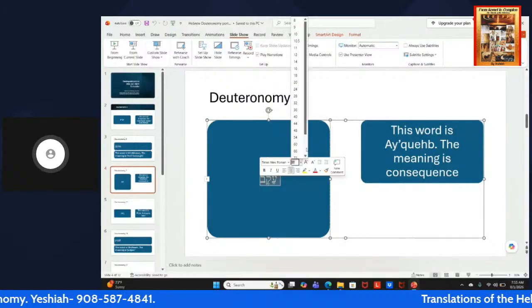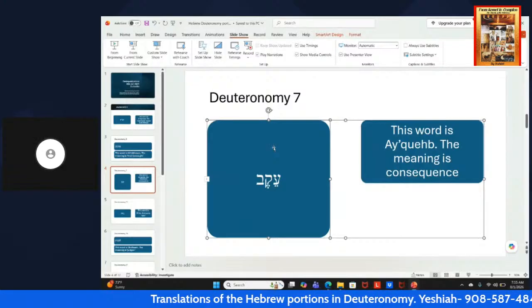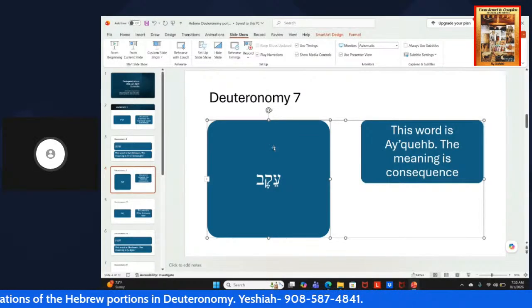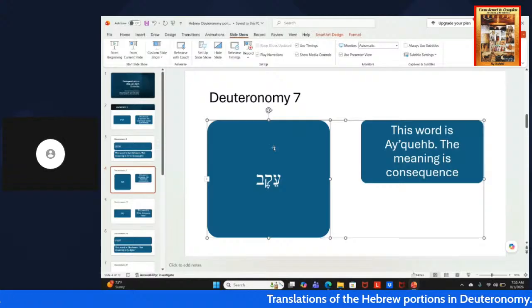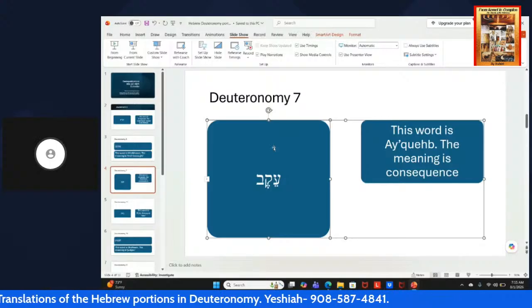Now we see here, as we want to enlarge this particular word, right? This is the word eqeb. The meaning is consequence. Now, consequence doesn't mean a bad thing. It means the result, which is also the meaning of the word eqeb. So it could be a result of doing good. It can, sadly, be the result of doing bad.